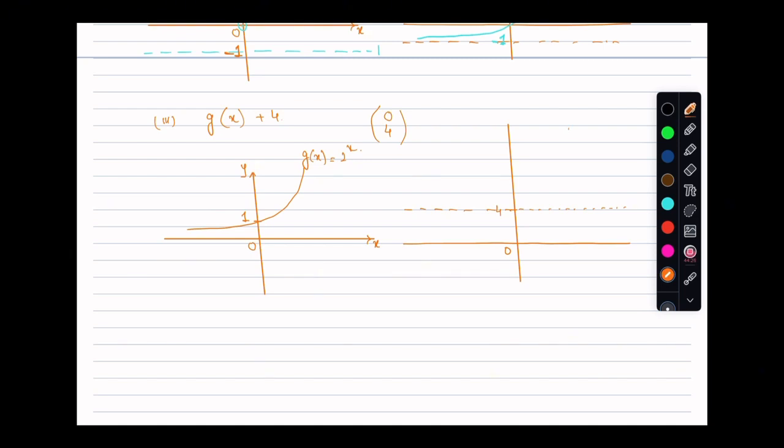Therefore, my new graph is going to be somewhat like this. So this is the graph of y equals g of x plus 4. I've just moved the graph by 4 units in the upward direction. So this is what my translation for g of x plus 4 is going to be.